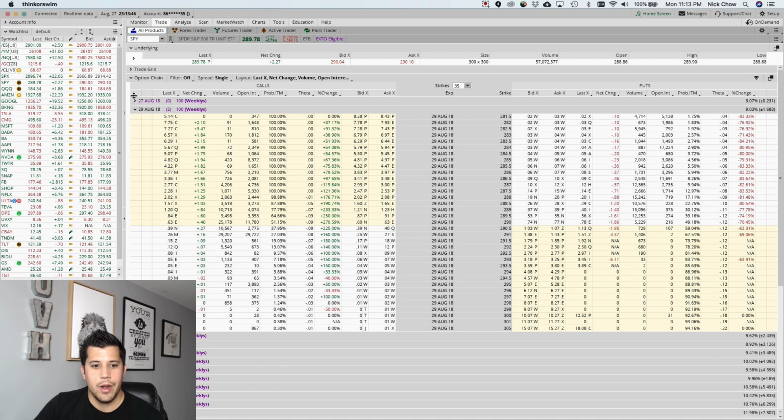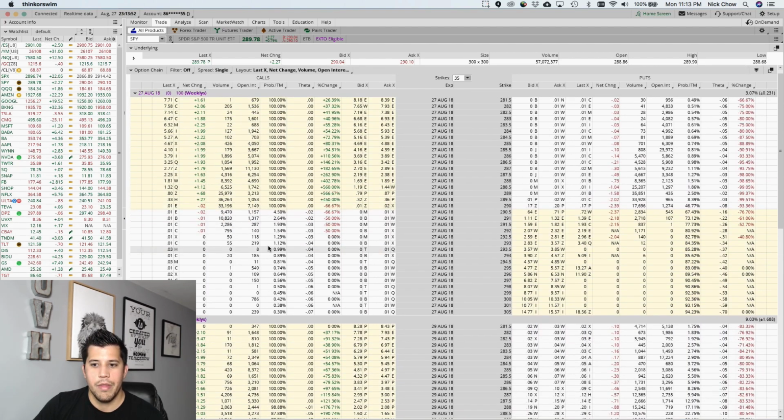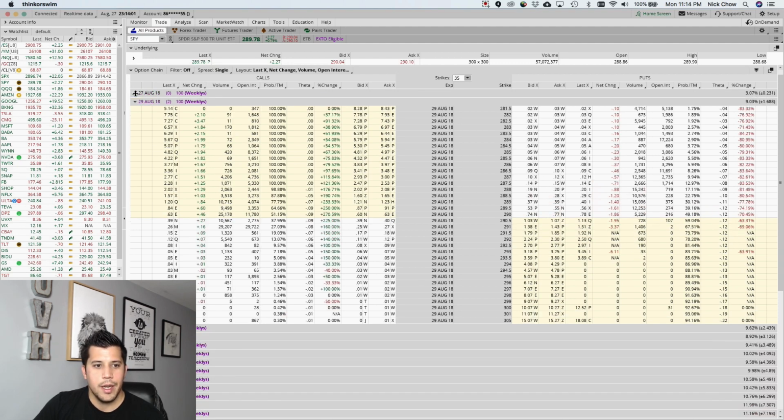If you take a look at these options, let's say for today, all these were traded above 1,000. Some of these puts 33,000, 35,000, just a lot of contracts. Even on something that expires August 29th, 2 days from now. Super liquid here, open interest, and the volume is very, very high.